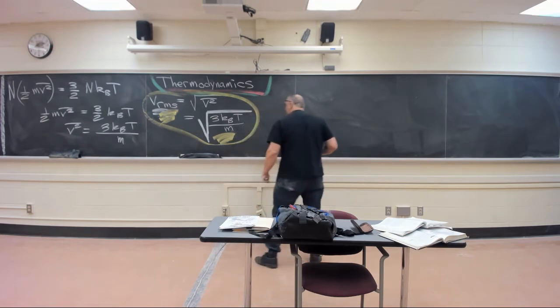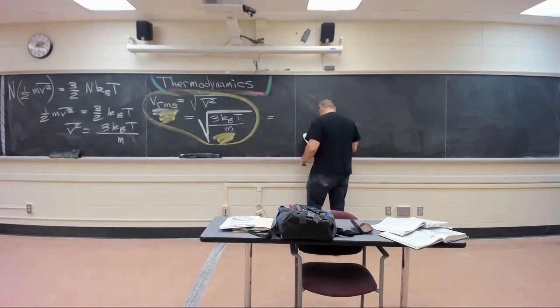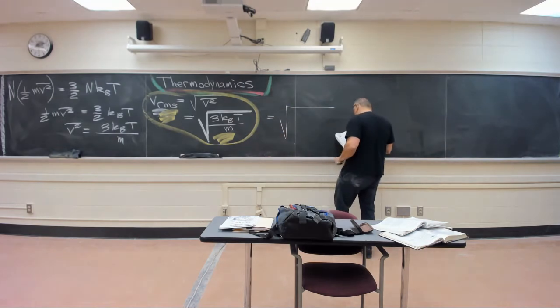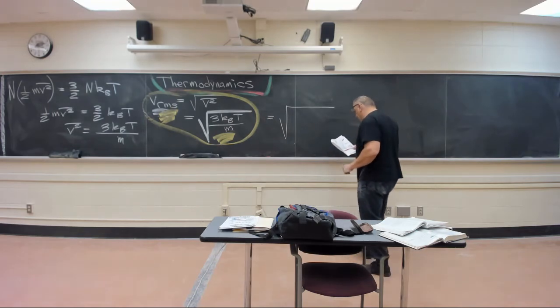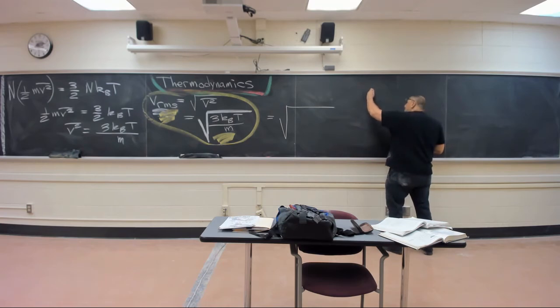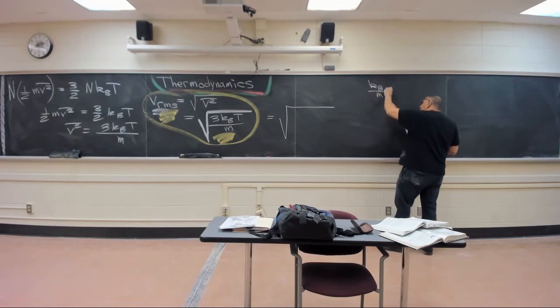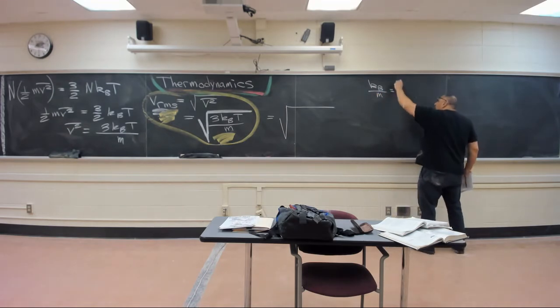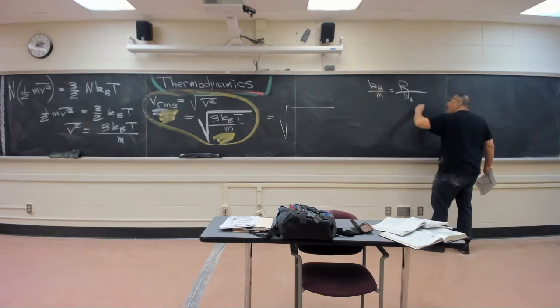And then they say, well, okay, what else is that? Well, we have, how do you want to do this? You can do a couple things here. We could say that KB over small m is equal to R over NA. R over NA is KB, and here's M.